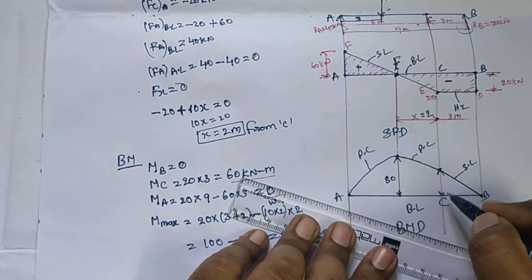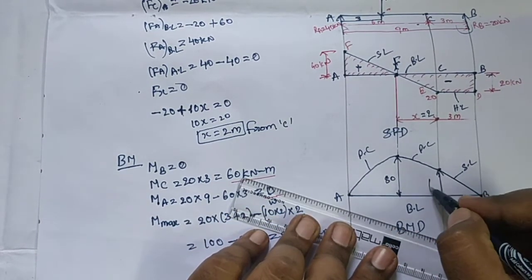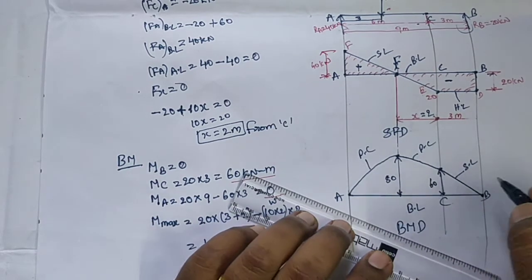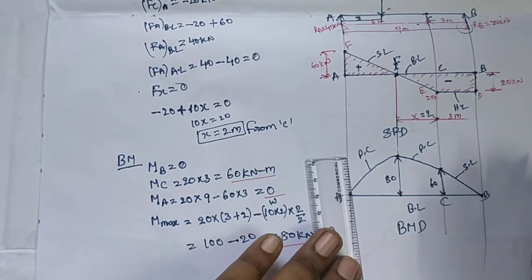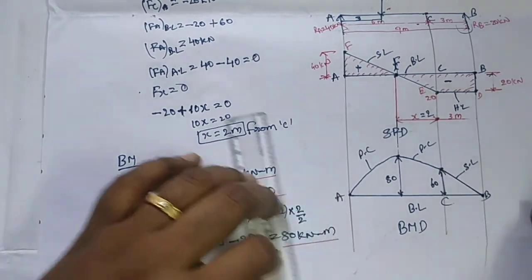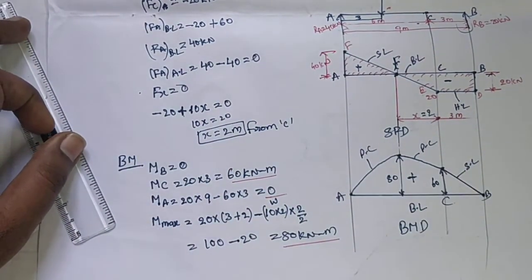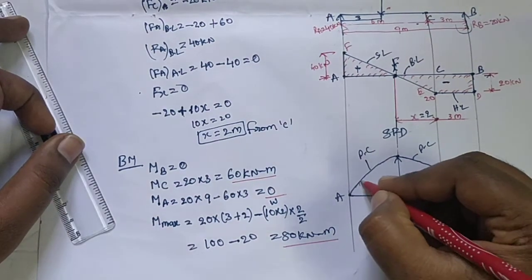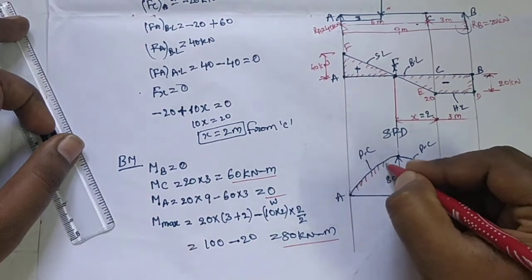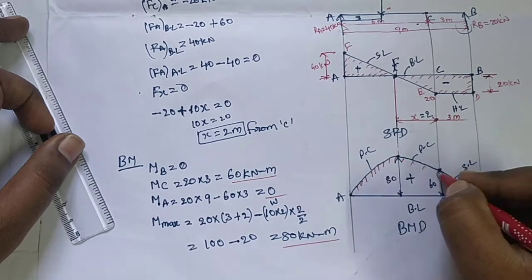Here the maximum value is 80. At this point the value of bending moment is 60. Okay. Like this we need to calculate the bending moment. Where the bending moment is positive, we draw above the baseline. Okay.